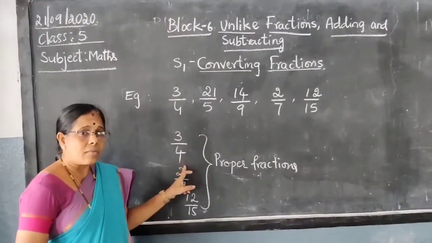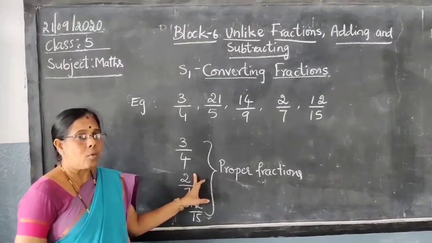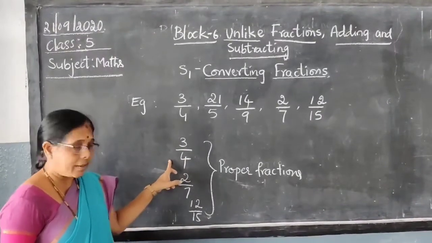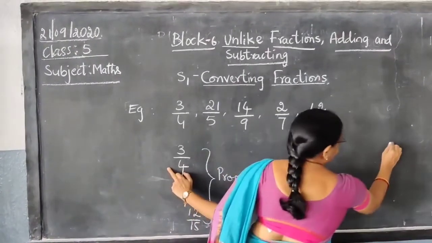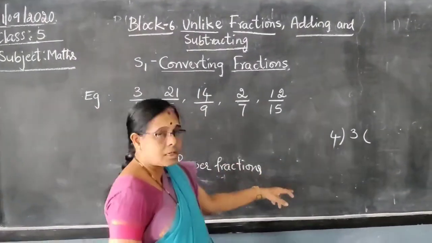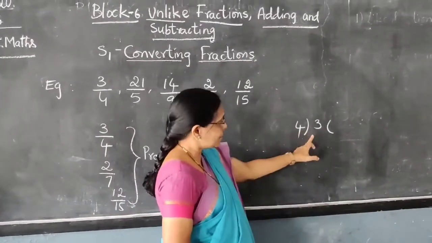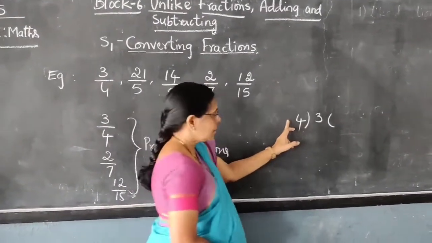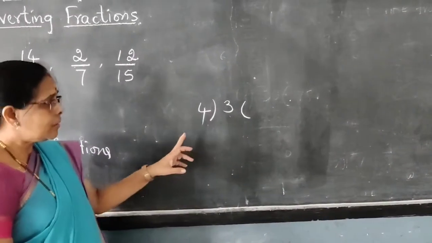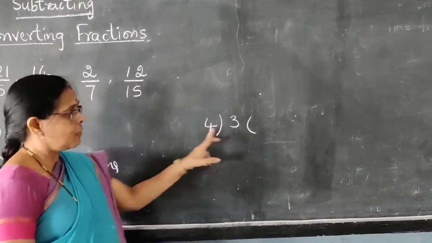The values of proper fractions are always less than 1, children. How? I'll show you one example. I'll take 3 by 4. We'll divide 3 by 4, children. Here 4 is the bigger number, 3 is the smaller number. Now we divide 3 by 4. 3 is the smaller number, 4 is the bigger number.